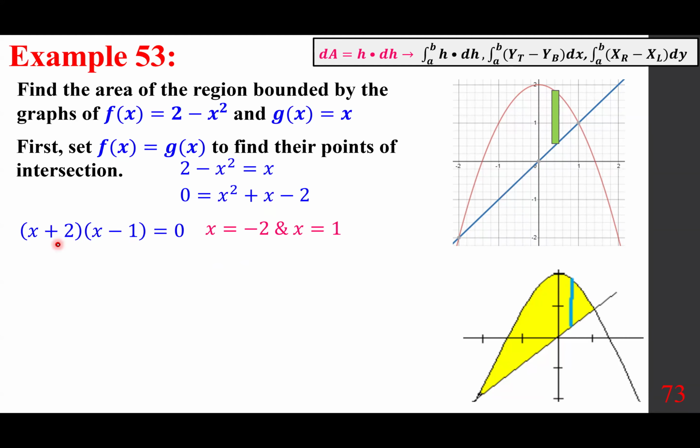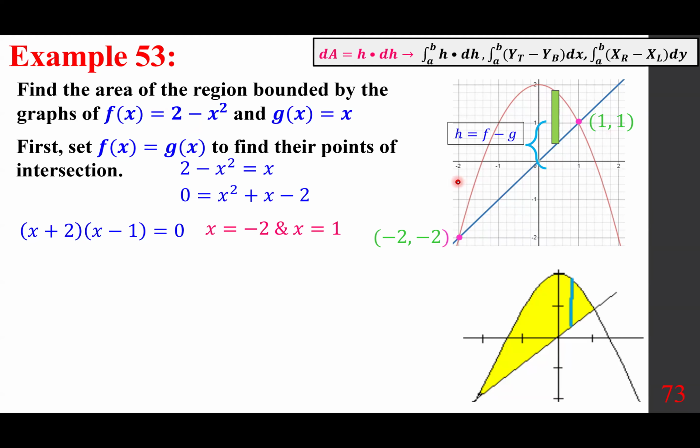So we get points of intersection. It's easier to use g of x, which is the same as x. So the points are (-2, -2) and (1, 1). Of course, you really should check it with this one. Those are the two pairs. Along the x-axis, we're going to go from -2 to 1. Along the y-axis, we happen to go from -2 to 1 also.